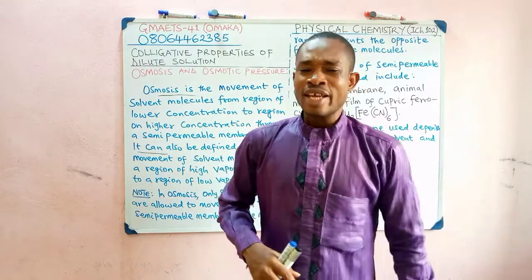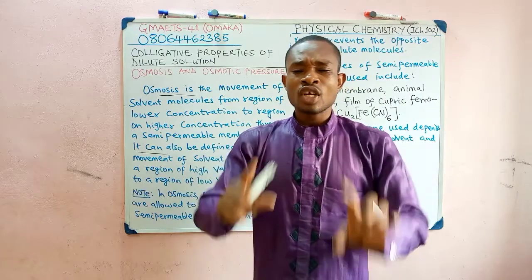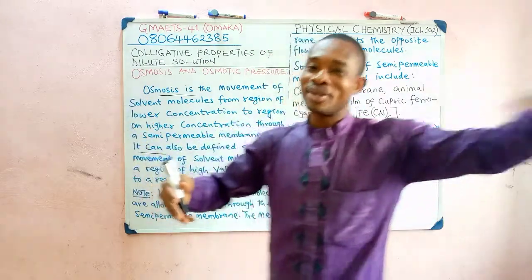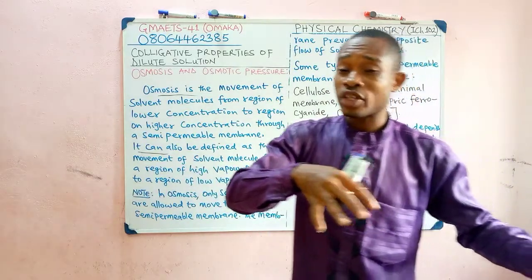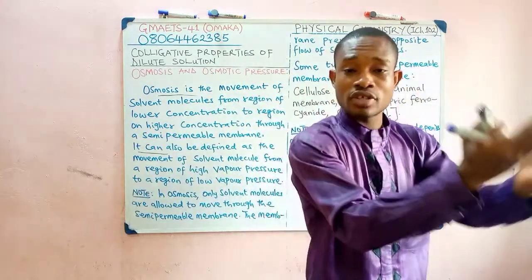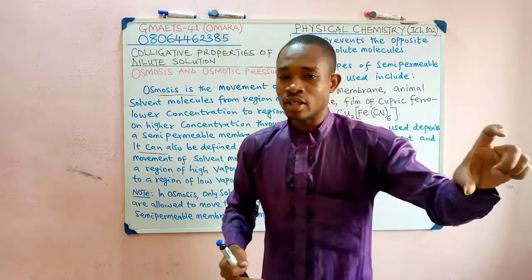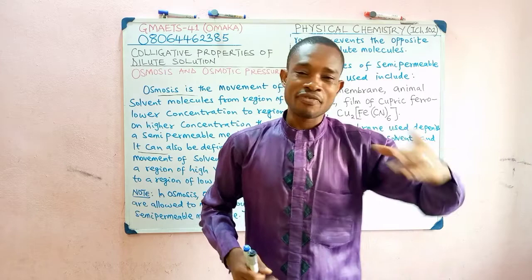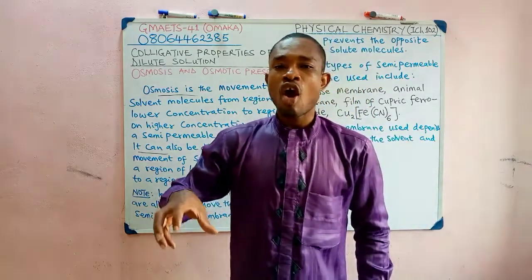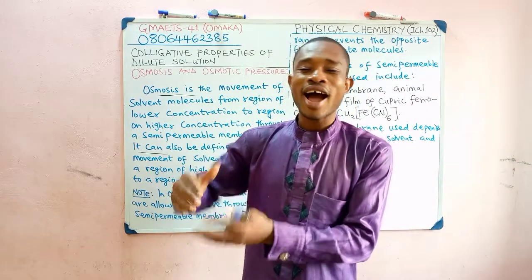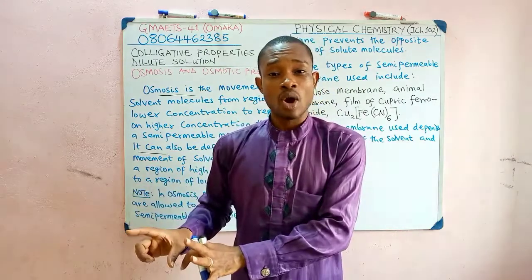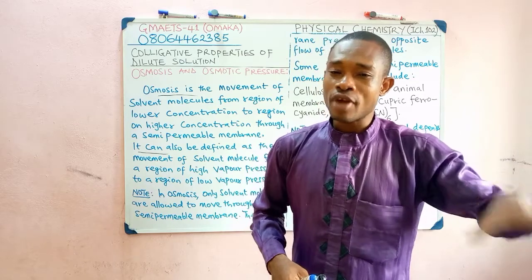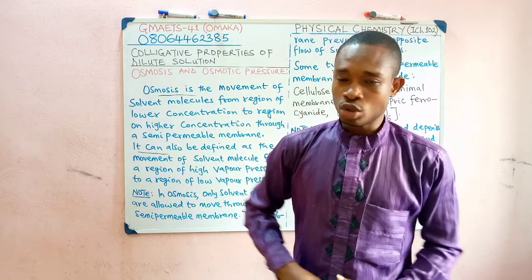Movement from the region of lower concentration to a region of what? Higher concentration. Then in terms of vapor pressure, you know that a pure solvent has higher vapor pressure, is that not so? And then the solute, in that case, has a lower vapor pressure, or even when the solvent molecule moves into the solute, giving us a solution, it has what? A lower vapor pressure there. So in terms of vapor pressure, we can define osmosis as the movement of water molecules from a region of high vapor pressure, which is from the what? Solvent, the pure solvent, to the region of low vapor pressure, which is the solution.